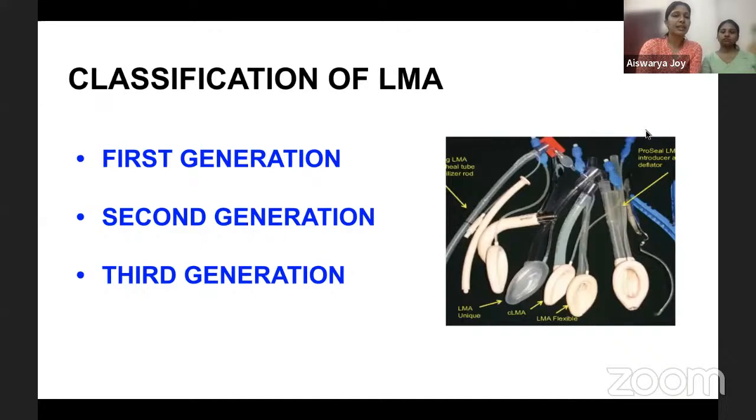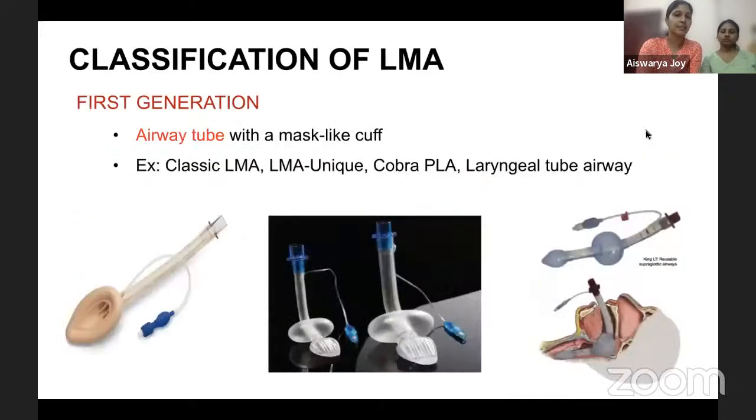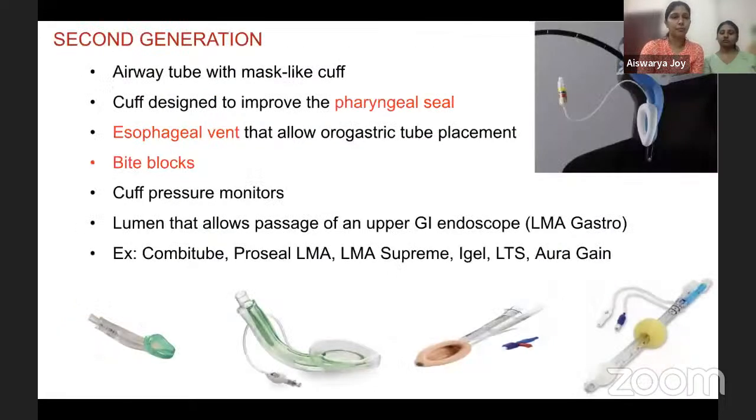The classification of LMA based on evolution is into first generation, second generation, and third generation LMAs. The first generation has an airway tube with a mask-like cuff. The examples are classic LMA, LMA Unique, Cobra perilaryngeal airway, laryngeal tube suction, and Air-Q.